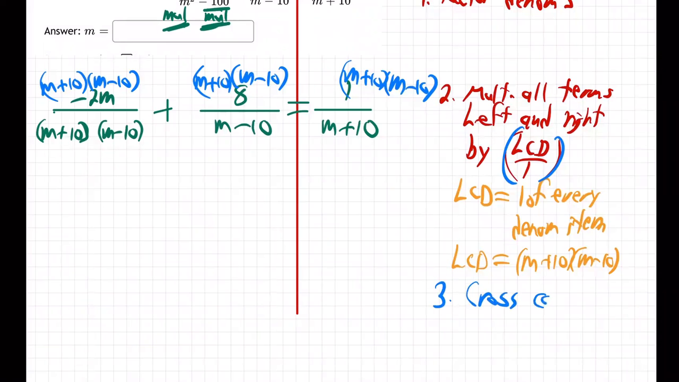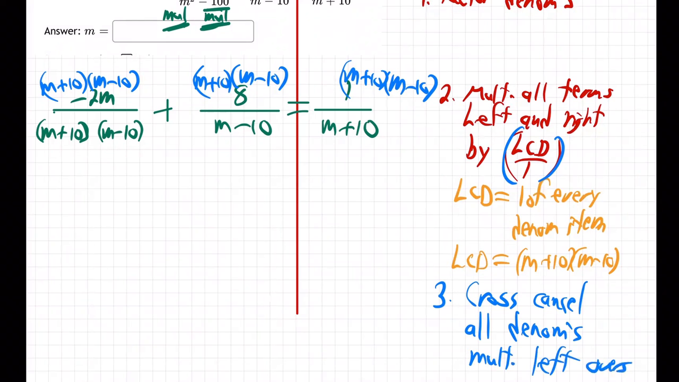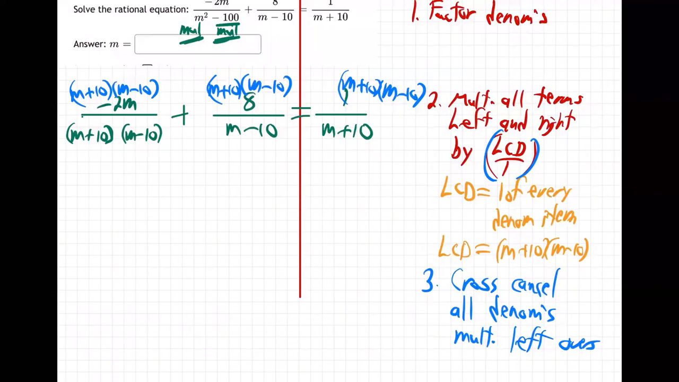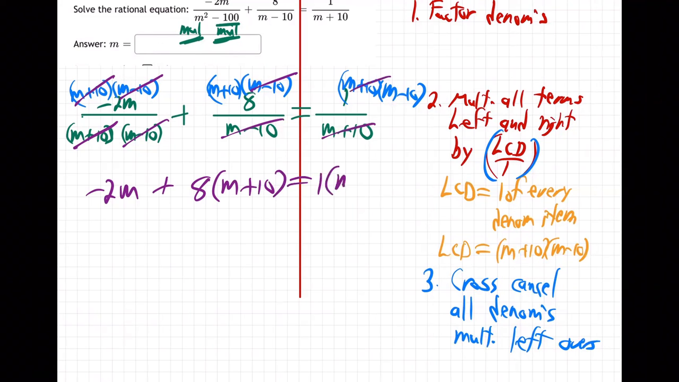So, okay, now what happens on step number 3? We are going to cross cancel all denominators. All denominators should cancel out and do what? Multiply the leftovers. So whatever's left over will multiply. So I'm going to go, okay, m plus 10, m plus 10, m minus 10, m minus 10. What's left over? Minus 2m. What about here? M minus 10, m minus 10. What's left over? 8 and m plus 10. M plus 10, m plus 10. What's left over? 1 and m minus 10.